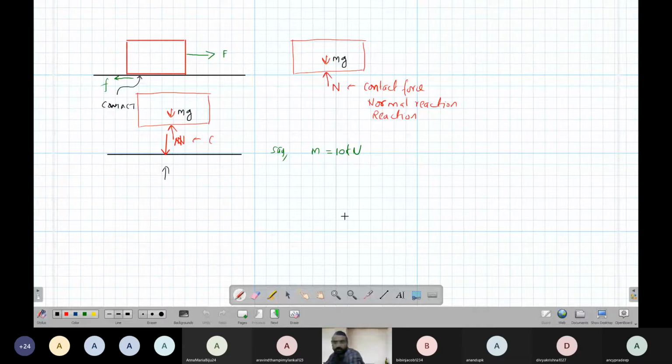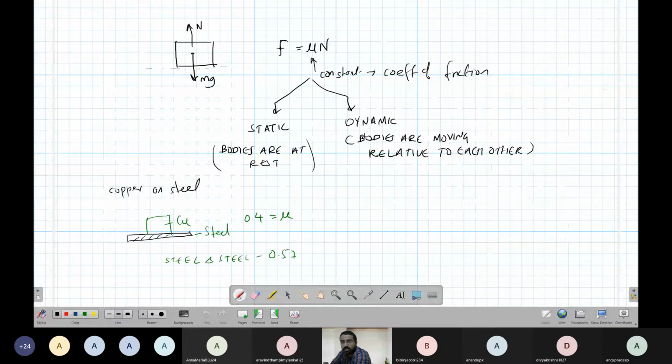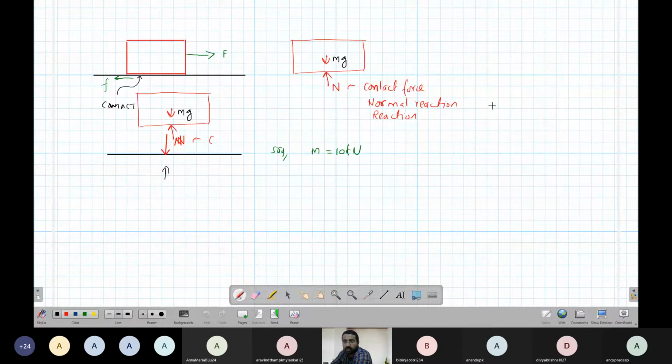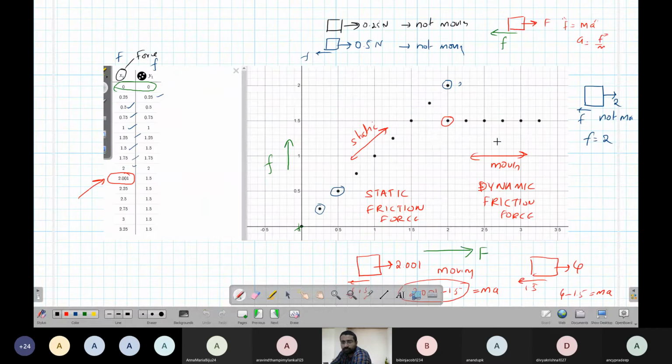We started with friction. The friction force is a contact force. We have also seen Coulomb's law of friction: F is equal to mu times N. I have told you this in class before. So the maximum friction force is mu times N. Okay, so this is Coulomb's law.